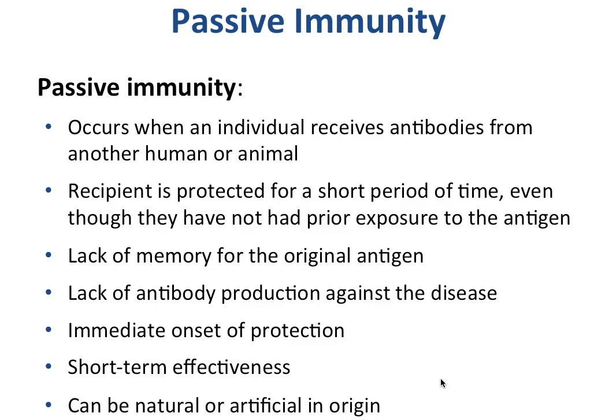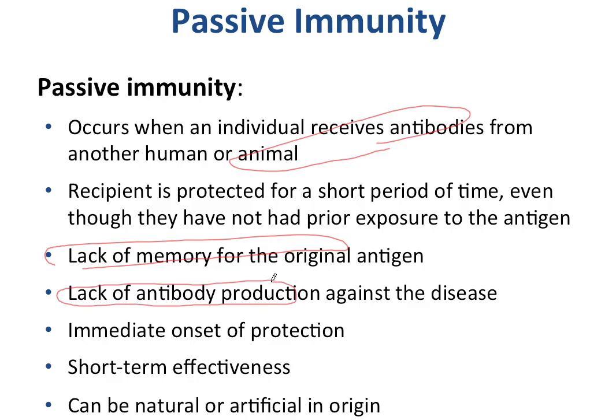Passive immunity means we directly get the antibodies from humans or animals. Those antibodies provide the immune response, so our own body doesn't mount an immune response. This passive immunity doesn't have the latent period. Also, this type of immunity doesn't have memory, so our immune cells don't produce the antibody.